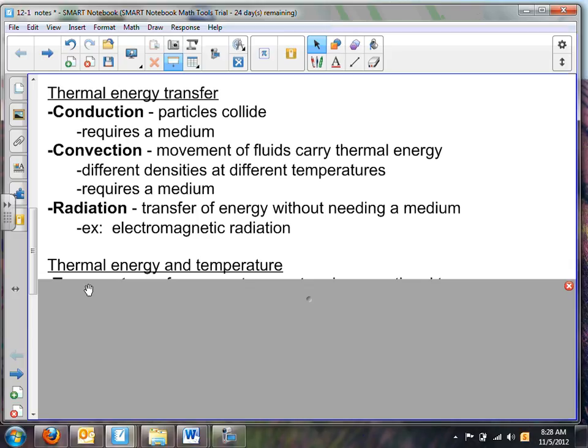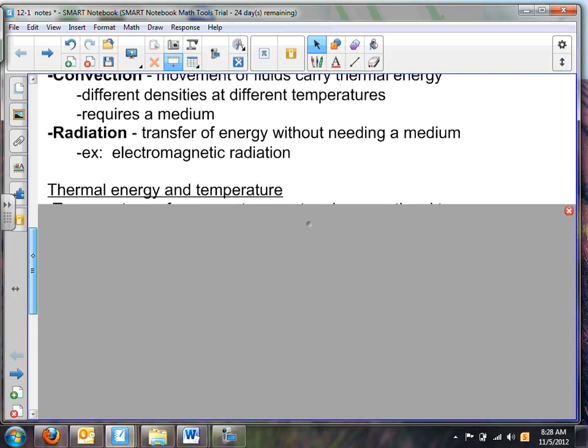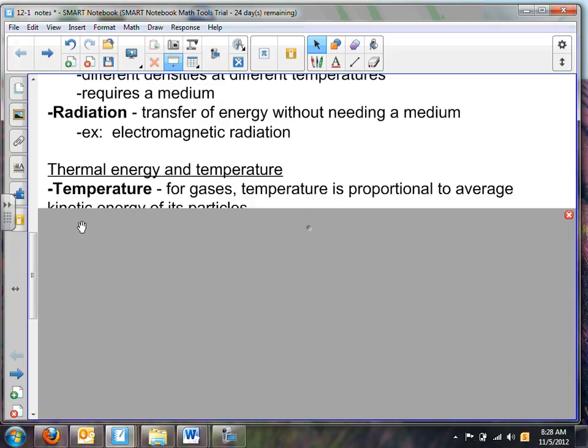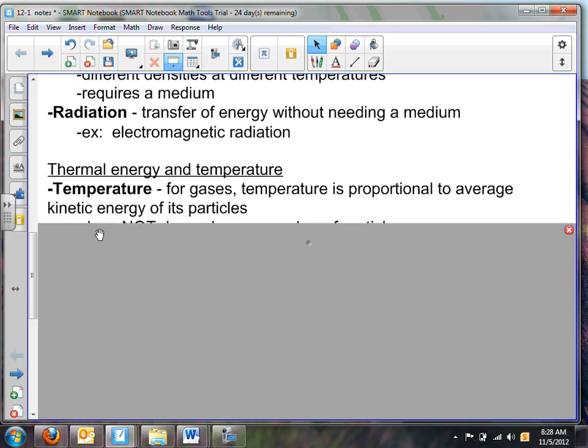Now let's look at the difference between temperature and thermal energy. A lot of times students get these a little confused. They're not the same terms. Temperature for gases is defined as, or is proportional to, the average kinetic energy of the particles. So if you can measure the kinetic energy of the particles, and they have a large kinetic energy, they would have a high temperature. It's proportional, directly proportional.